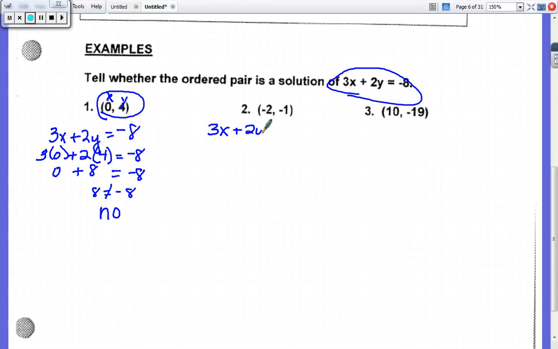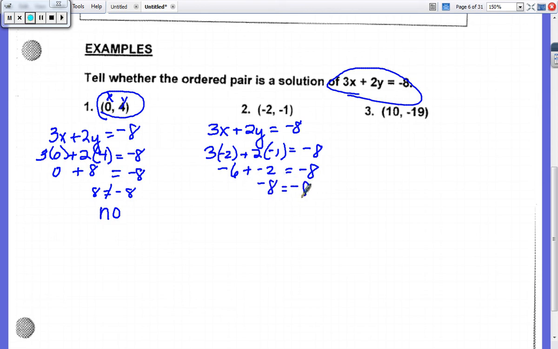3x plus 2y equals negative 8. Okay, so we have 3 times negative 2 plus 2 times negative 1 equals negative 8. Negative 6 plus negative 2 equals negative 8. Negative 8 equals negative 8. Yes, that ordered pair is a solution of the equation. Okay, let's try the last one.